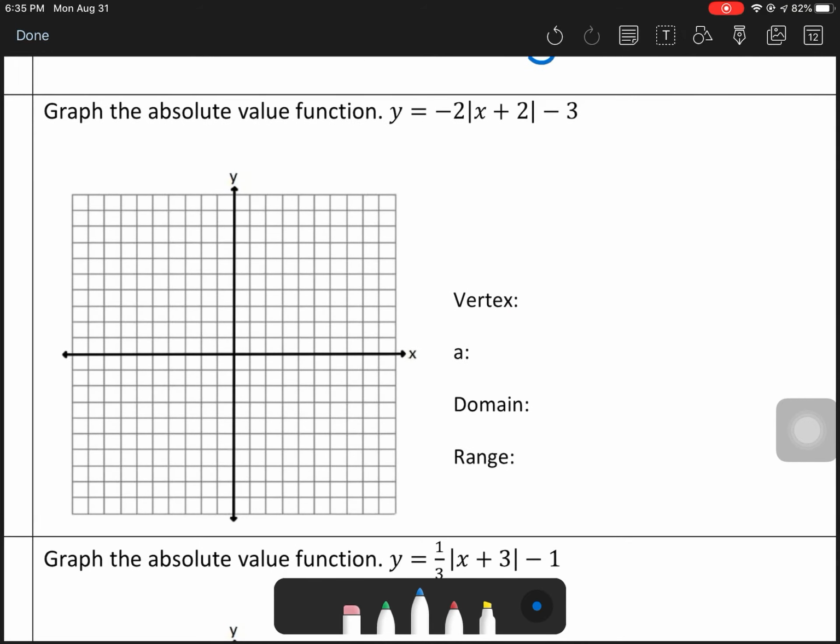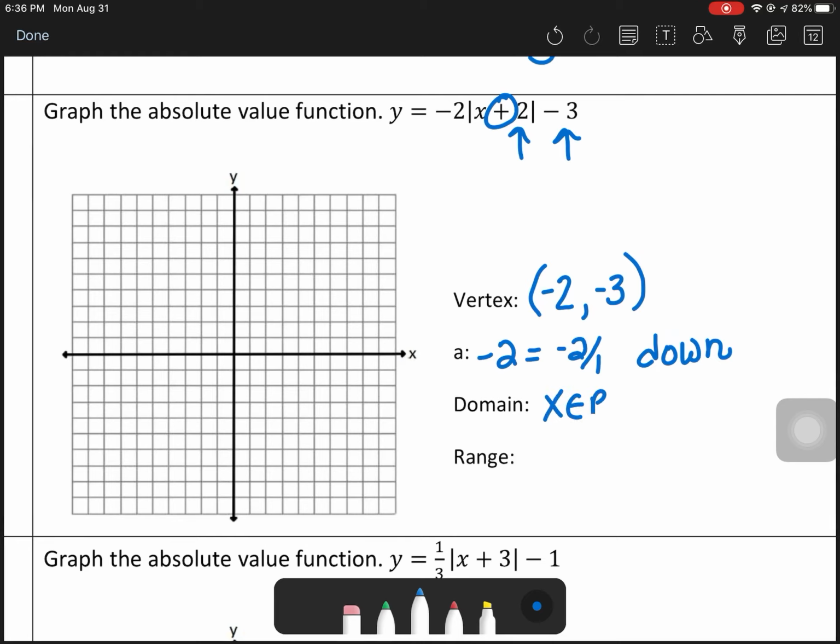Let's go to example number 2, which it says number 3 because we had some other information as well. Our vertex is our h, k. And since there's a plus sign here, we know we take the opposite. So it'll be (-2, -3). Our a value is -2, which we know if we write it as a fraction for our slope is -2 over 1. And since it's negative, we know that it's going to open down. Our domain is all of the real numbers because it goes infinitely left and right. And our range, since it's opening down, is going to be less than or equal to -3.